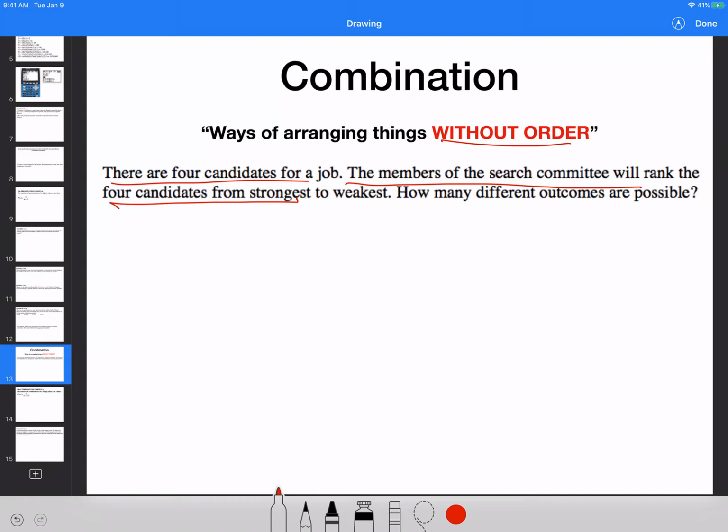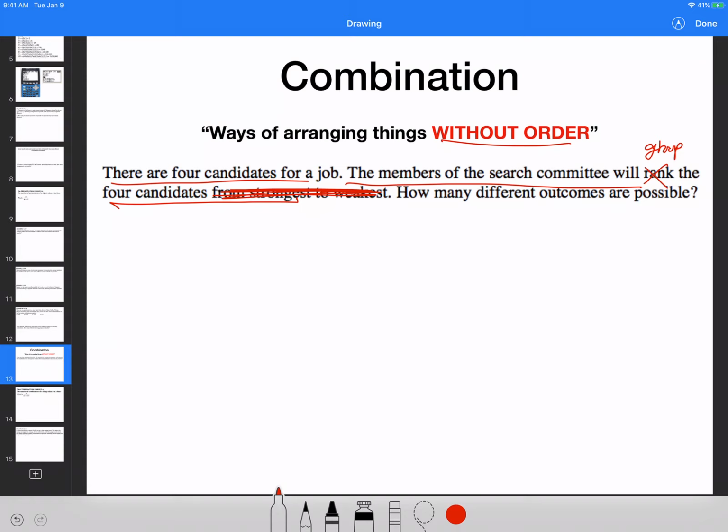This is the same exact question, but I am going to switch this around. If I erase this, and they say the members of each search committee will rank the 4 candidates, instead of saying rank, we'll group the 4 candidates, let's say. How many different outcomes are possible?